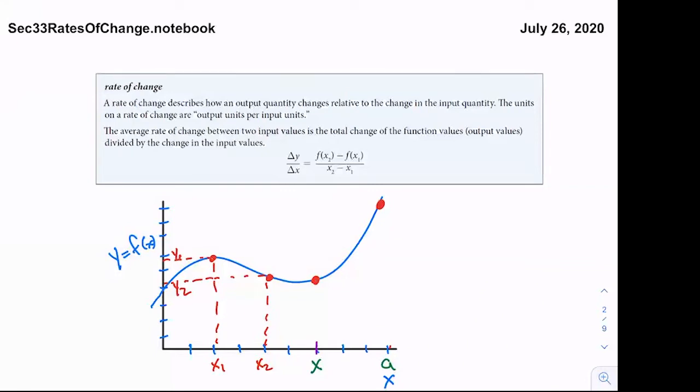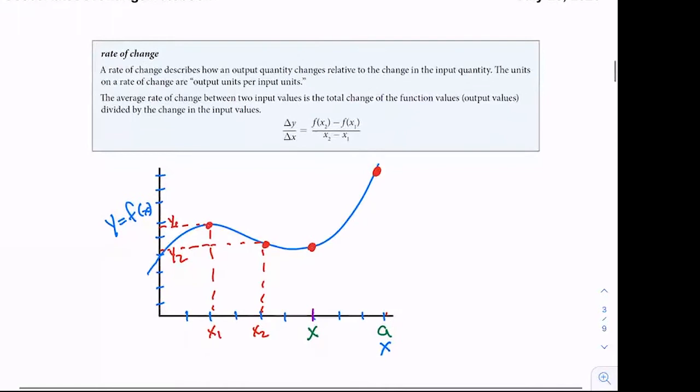I'd like to make a little video about the next section we'll cover, section 3.3, which is rates of change. We've already talked a little bit about this with functions, but here's a formal definition of a rate of change. So rate of change describes how the output of the quantity changes relative to the change of the input quantity. The units are always per: output units per input units.